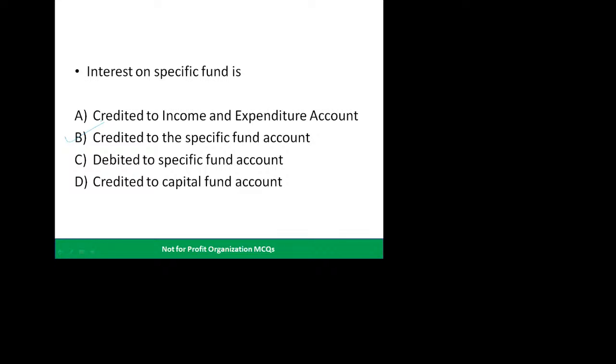Interest is an income to the specific fund. So whatever interest or income we have earned out of the specific fund will be credited to the specific fund account. So option B, credited to the specific fund account, is the correct answer. Option B is the correct answer.